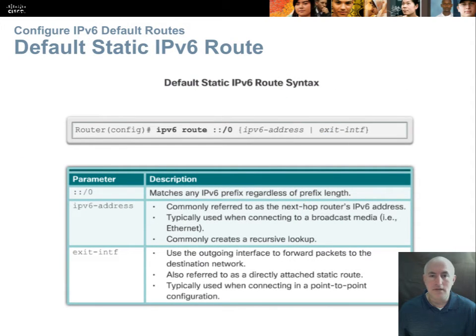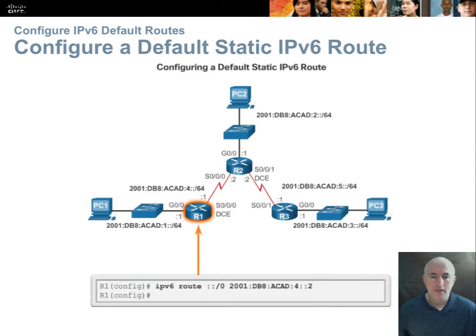Now we're going to take a look at doing the default route using IPv6. It's exactly the same, except you don't have to type all those zeros. We can replace them with a double colon. So we simply type ipv6 route ::/0. And that would be an all zero network with a zero mask. And then you provide the next hop IP you want to go to.